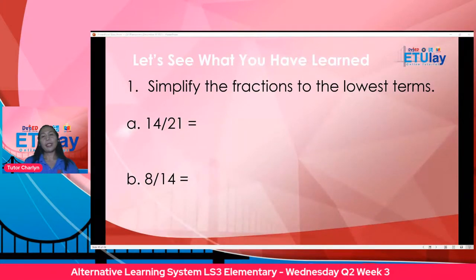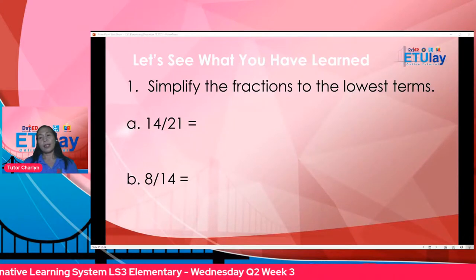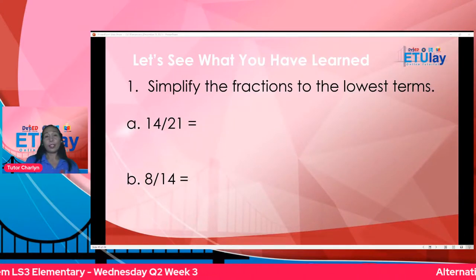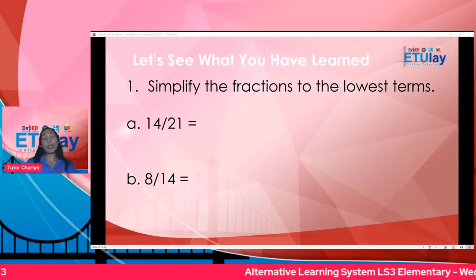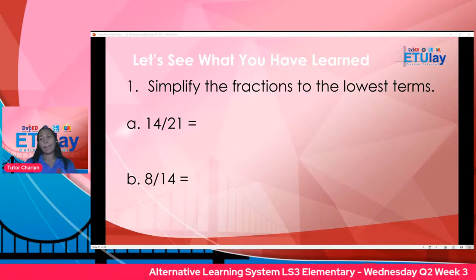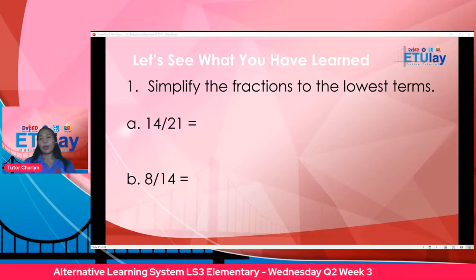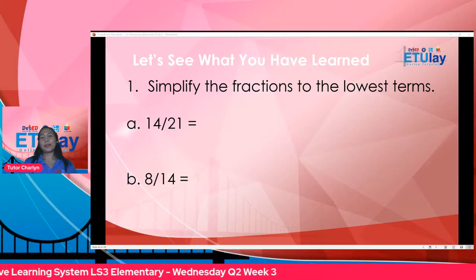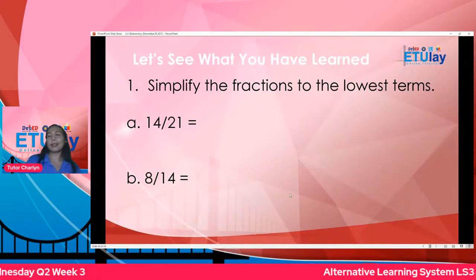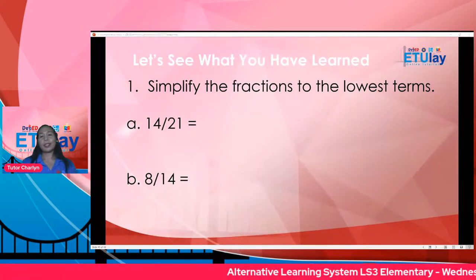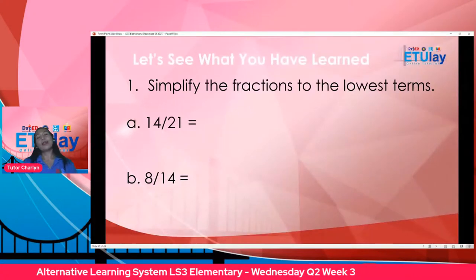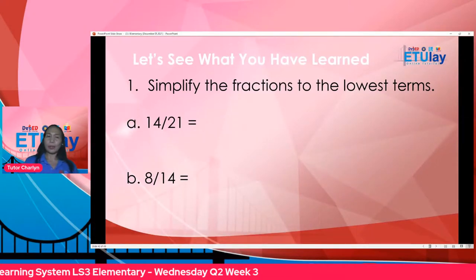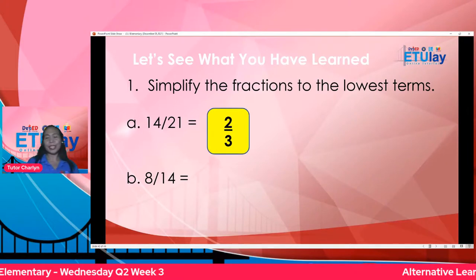Answer na po ba tayo sa ating letter A, simplify the fractions to the lowest term, 14 over 12 and 8 over 14. Ano pong sagot natin? Nagsusolve pa ba? Okay, may sagot na ba kayo dyan? Two-thirds. So, okay, 2 over 3 ang letter A. And that is 2 over 3.